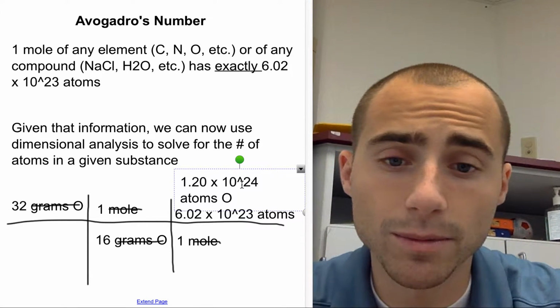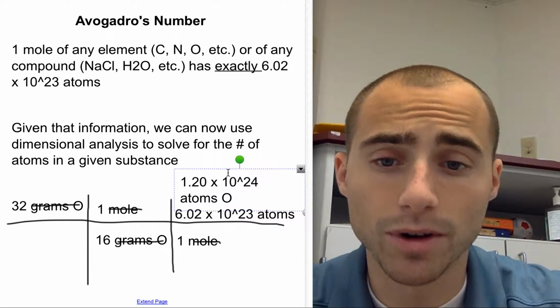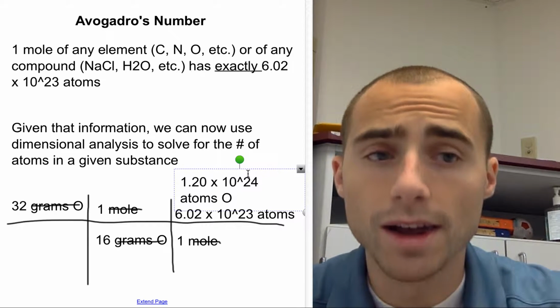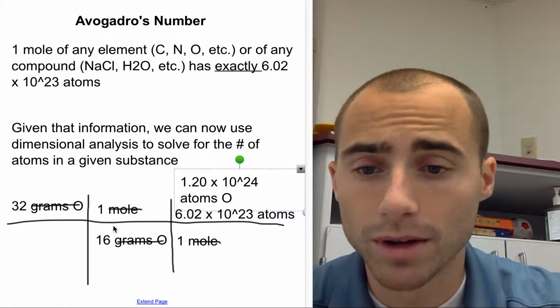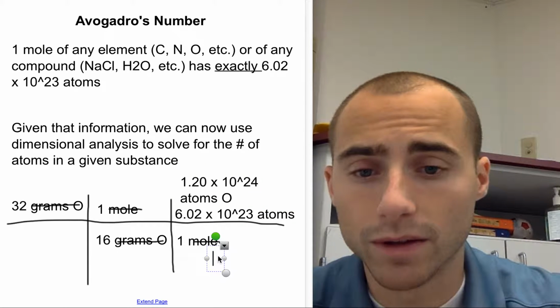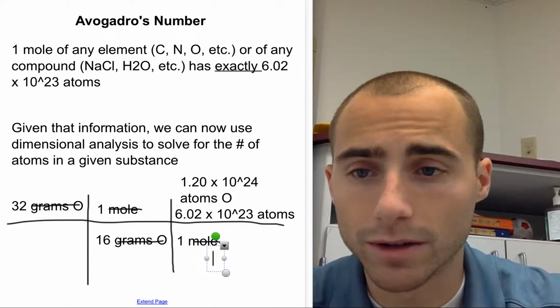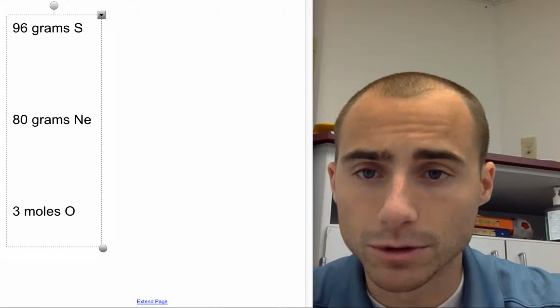When you're calculating atoms, you're always going to end up with an exponent, like scientific notation, because it's always going to be a pretty big number since you're multiplying by Avogadro's number. So that would be your final answer. Let's do a couple more examples.